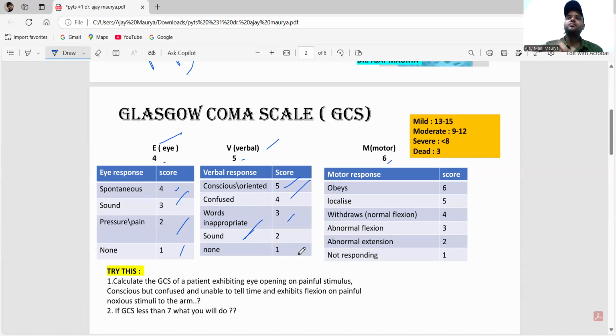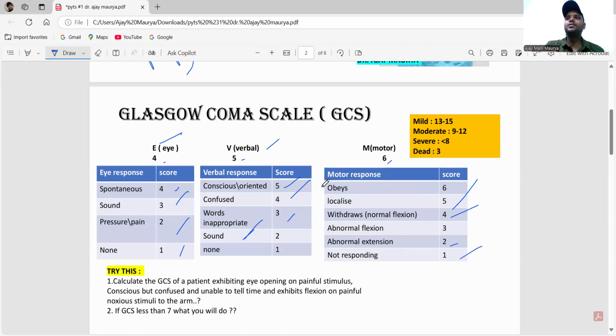Now the motor response. If the patient obeys commands, it is 6. If the patient localizes the pain, localizing where I'm touching, it is 5. If the patient withdraws, this is the normal flexion, it is 4. If the patient has abnormal flexion, it is 3. Abnormal extension is 2. If the patient is not responding, it is 1.